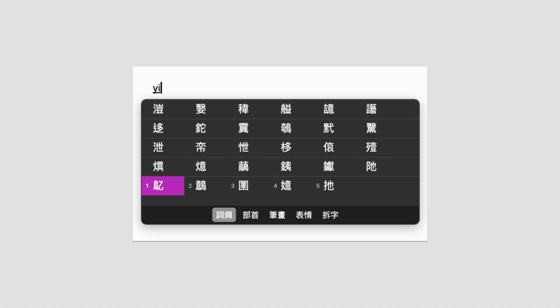Another concern is character amnesia. Since you're basically sounding things out, you actually forget how to write the actual Chinese character. This is pretty common in East Asia.